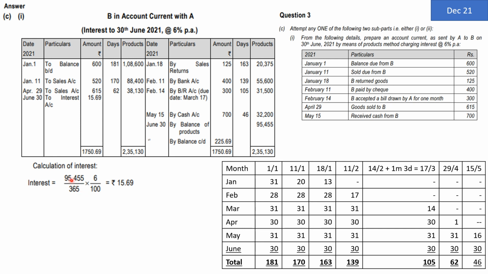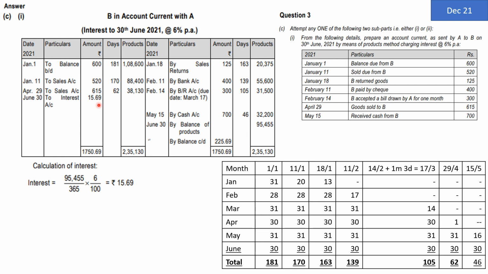So it is nothing but 95,455 into 6%, that is 6 upon 100, into 1 upon 365. So it is divided by 365. That comes to 15 rupees 69 paise, which is the amount of extra interest we are going to charge, because the debit side product is heavy. That means the person is our debtor. So we are going to demand an interest of 15 rupees 69 paise from Mr. B.